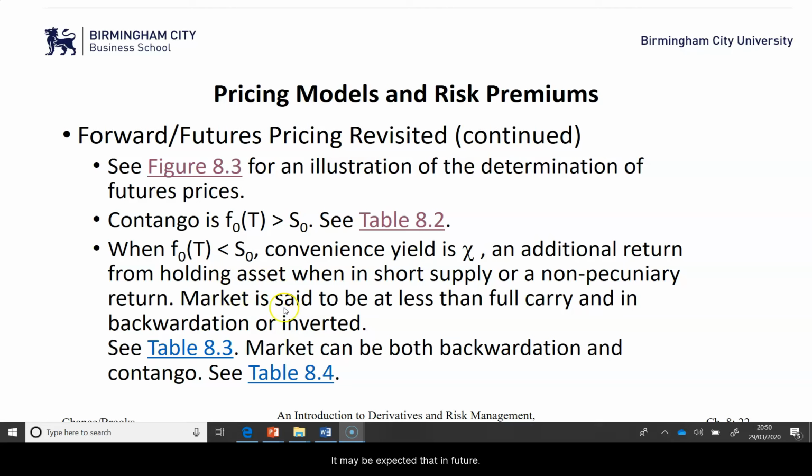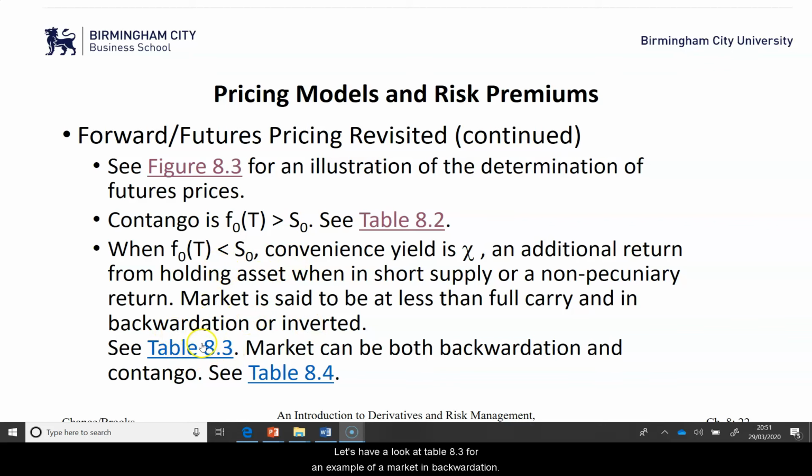It may be expected that in future, demand and supply will return to normal. Therefore, future prices are low. As a result, spot prices are higher than future prices right now. Therefore, the market becomes backwardated, or inverted.